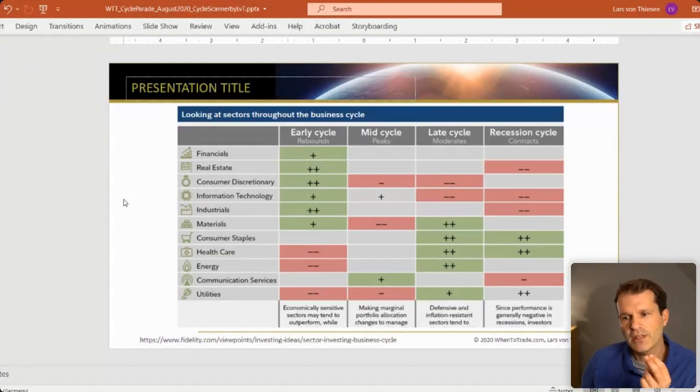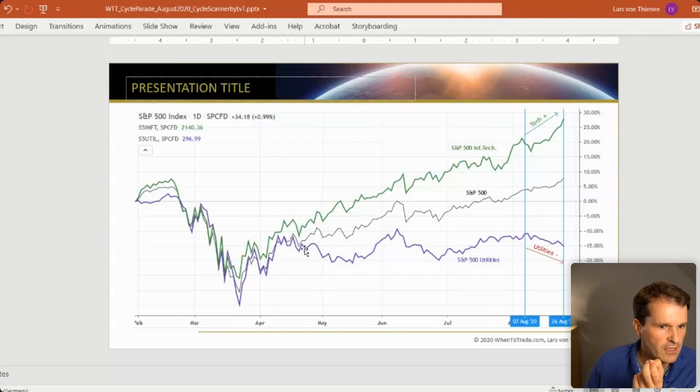And by knowing this kind of stuff, when you look at the chart, I think this is the period here on the left. So what do we see here? In the middle, it's the S&P 500, a broader index. On the top, we see the information technology. And at the bottom, that's the S&P 500 utilities index. I think we did this analysis at the end of August, between these two lines here. And this is what happened.